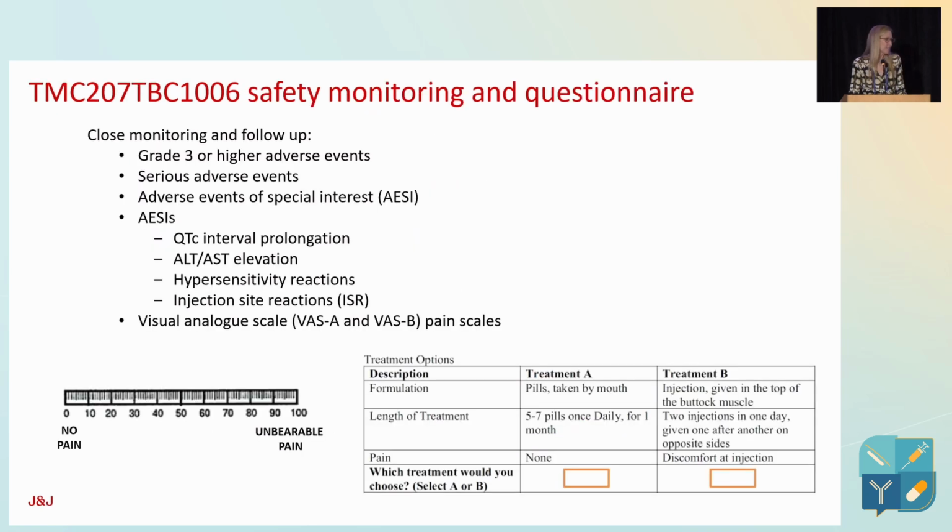As with any safety study, we are looking at grade 3 and higher adverse events, and of course serious adverse events as well. We have some adverse events of special interest, including QT prolongation, so lots of ECG measurements, and looking at ALT and AST for any evidence of transaminitis. Those are 2 known side effects from the oral bedaquiline program. Also looking at any hypersensitivity reactions, and then really being very meticulous about monitoring for injection site reactions, all the way from mild to severe.